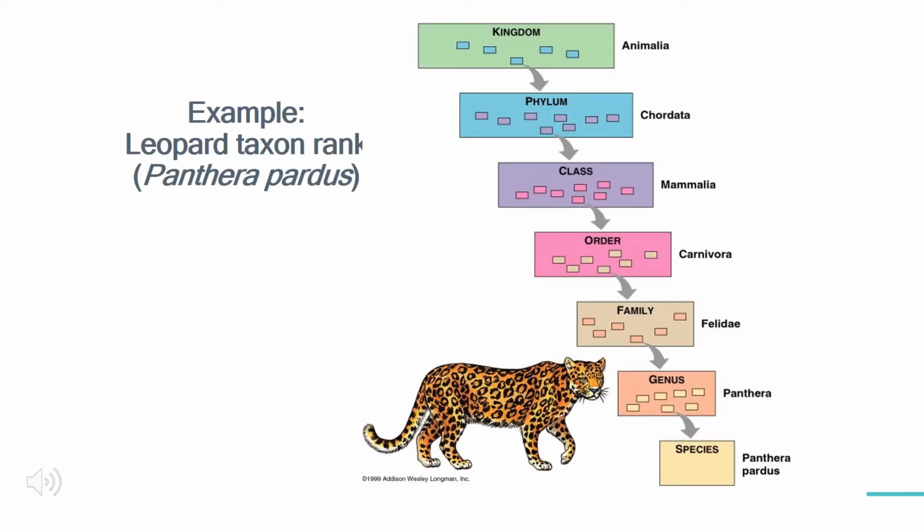This is an example of how the taxon order goes for an animal. For example, this is the leopard's taxon rank, Panthera pardus. The kingdom is Animalia. The phylum is Chordata. The class is Mammalia. The order is Carnivora. The family is Felidae, the genus is Panthera, and the species is Panthera pardus. So it goes from the broad until the specific.